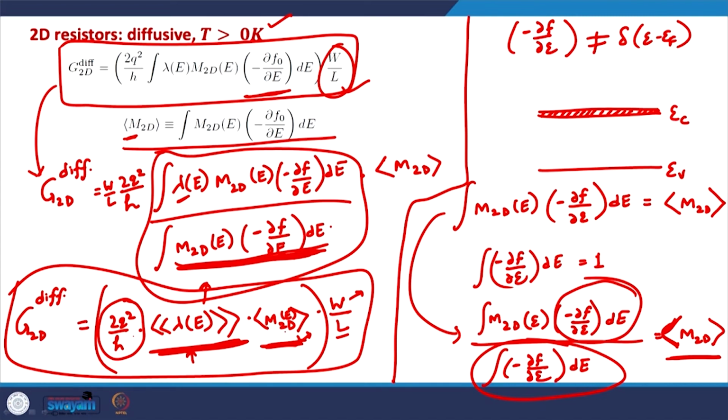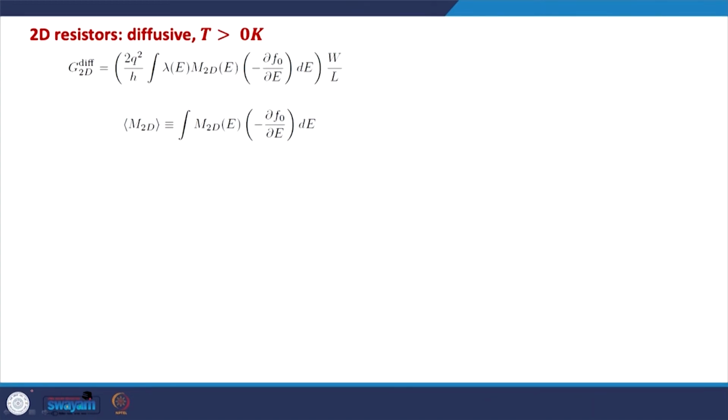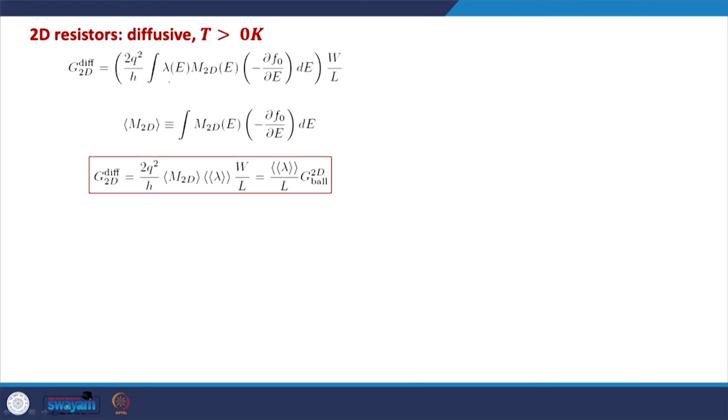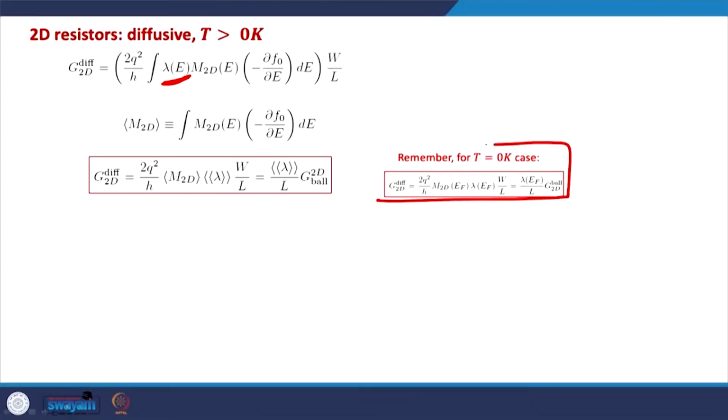Okay. So this is essentially how it looks. We will not do the exact calculations because this function lambda E is not yet very clear to us. We have not derived this because we have not dealt with scattering in our analysis yet. If you recall the T equal to 0 Kelvin case, the conductance of a diffusive conductor at 0 Kelvin was given by 2q square by h, M2D EF times lambda EF, W by L.